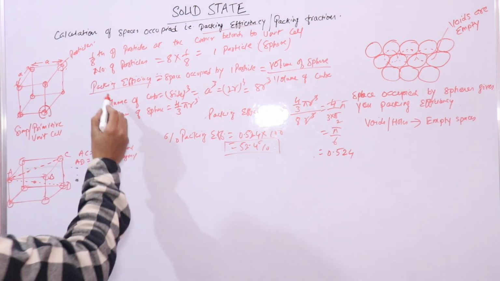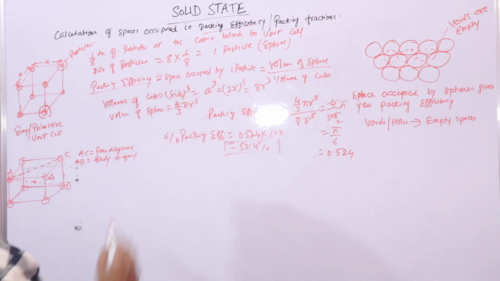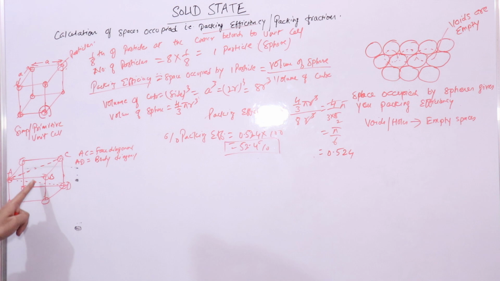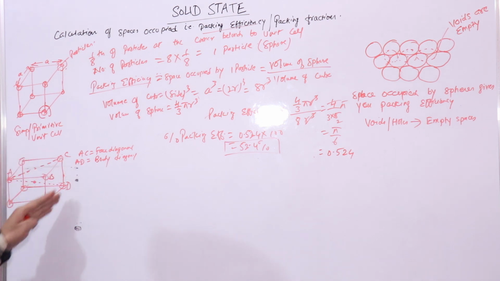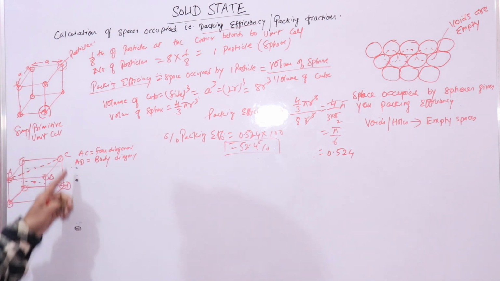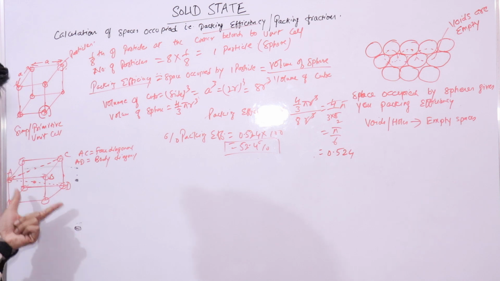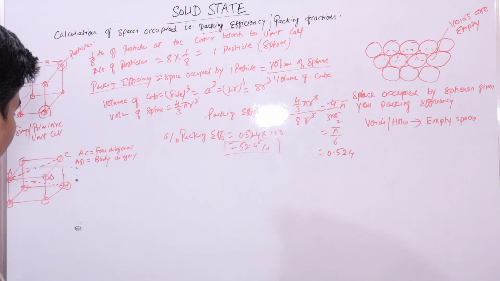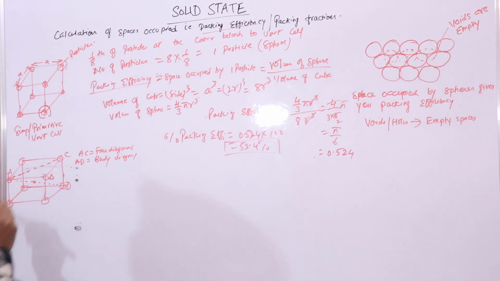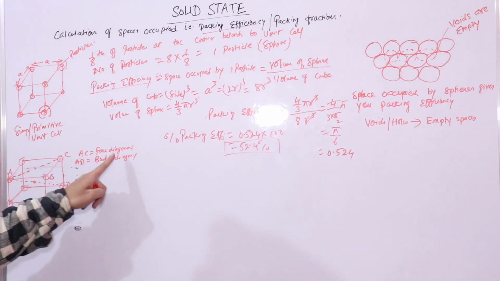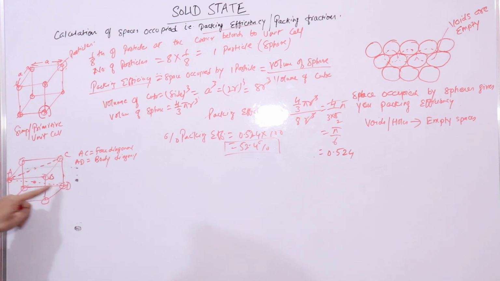Right? And we know packing efficiency is the space occupied by these particles at the corners and the particle at the center, space occupied by these particles in this cube. So we will find the volume occupied by all these particles in the BCC structure, and the volume of this cube, right? So now let's do a little mathematics. This is the right angle triangle. What we will do is we'll first find the value of this face diagonal AC and this body diagonal AD, right?